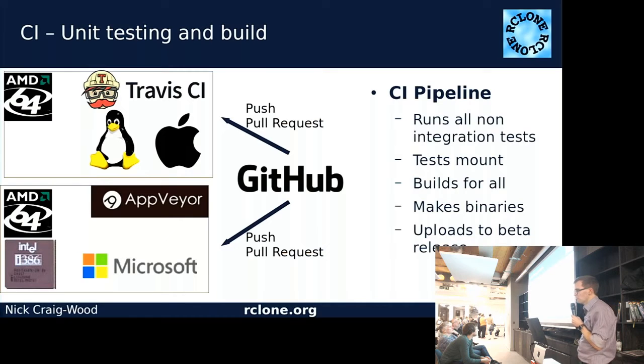So Rclone has a full continuous integration pipeline. I think we're amazingly lucky as open source developers to be able to use GitHub, Travis and AppVeyor for free. They're fantastic tools. The CI tests run all the non-integration tests and build binaries for all the platforms, uploading them for beta releases automatically for every branch pushed to the main repository.